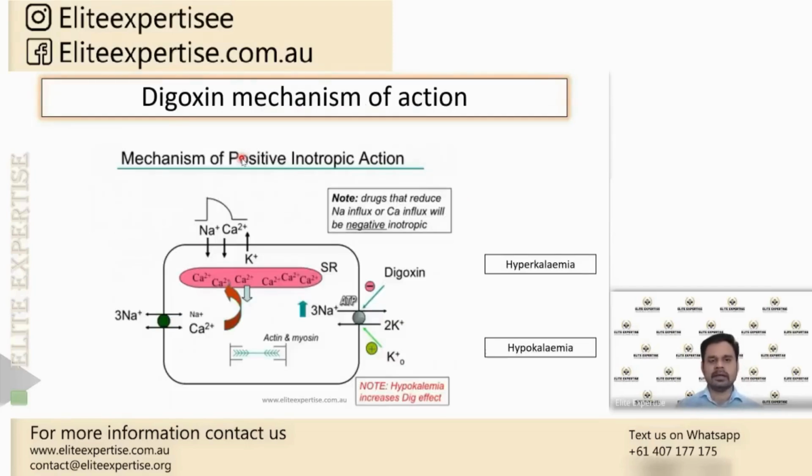Once again, the same slide that we have seen before, the mechanism of action of digoxin and the interaction of digoxin with potassium. In case of hyperkalemia, when the potassium concentration is high, potassium will bind with the sodium potassium ATPase pump, and digoxin can't bind with the pump. It means that the therapeutic action of digoxin on the cardiac myocytes will get reduced.